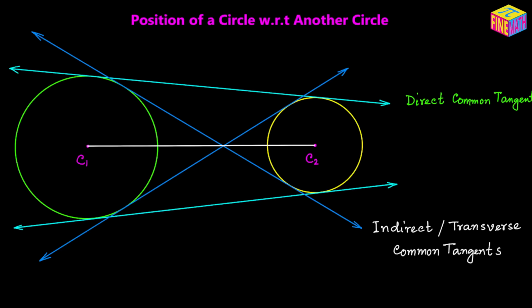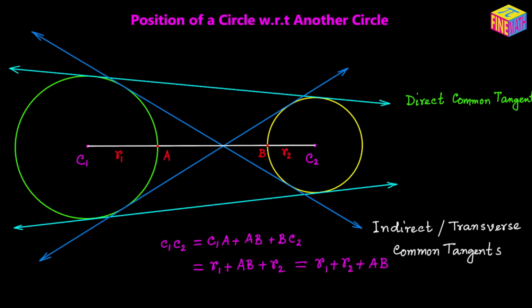Now in this case, let's assume that the radius of the first circle is r sub 1 and the radius of the second circle is r sub 2. And now we are going to look at the distance in terms of the radii of these two circles. So you can say the distance between the two centers would be equal to C sub 1 A plus AB plus B C sub 2. Those are the 3 different segments of that line segment between C sub 1 and C sub 2. And we can write it as r sub 1 plus AB plus r sub 2, which can be written as r sub 1 plus r sub 2 plus AB.